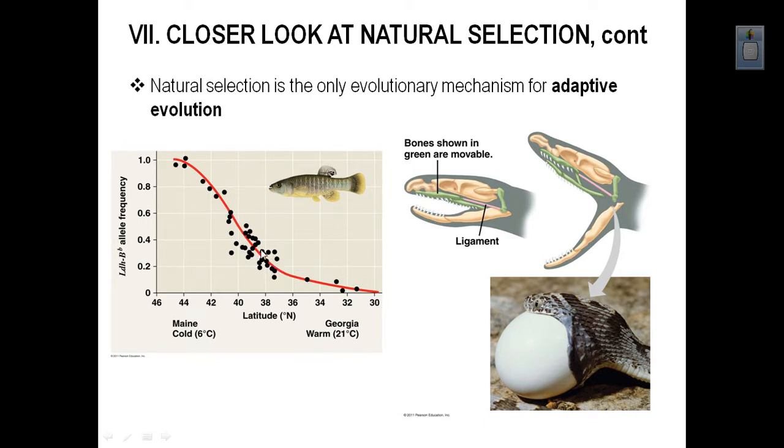So in mimicry fish, which is this one, the frequency of the allele for a certain enzyme that functions in metabolism decreases in fish sampled from Maine to Georgia. The allele codes for a form of the enzyme that is a better catalyst in cold water than other versions of the enzyme. So individuals with that LDHB allele can swim faster in cold water than individuals with other alleles.